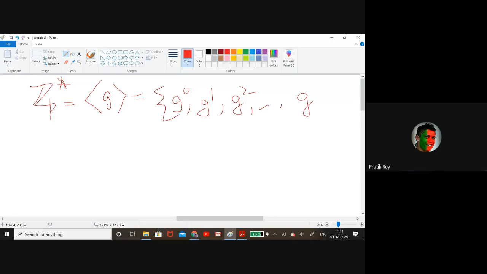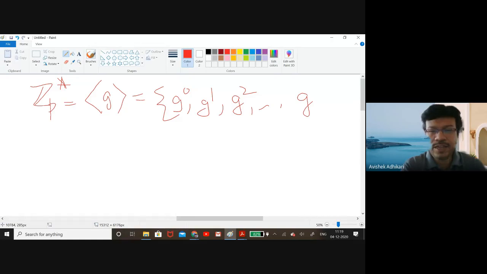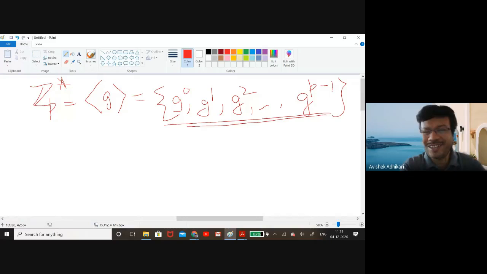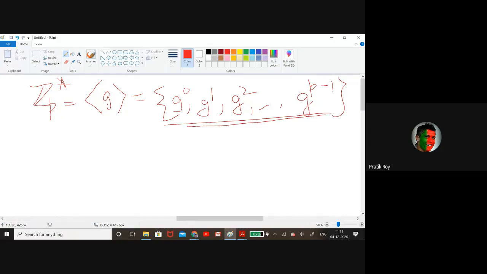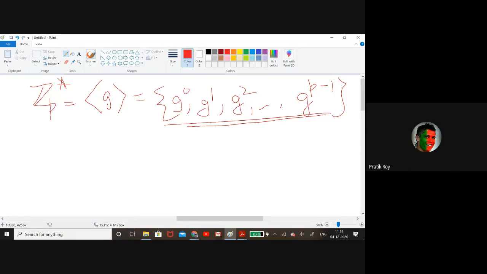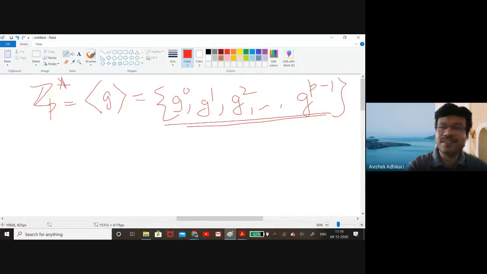So P minus 1. If it would be P minus 1, then how many elements are there here? How many elements are there? Oh, sorry, P elements are there. So that will be P minus 1 minus 1. So how much should it be? It should go till P minus 2. Yes, it should go till P minus 2. Now it's clear to all of you.